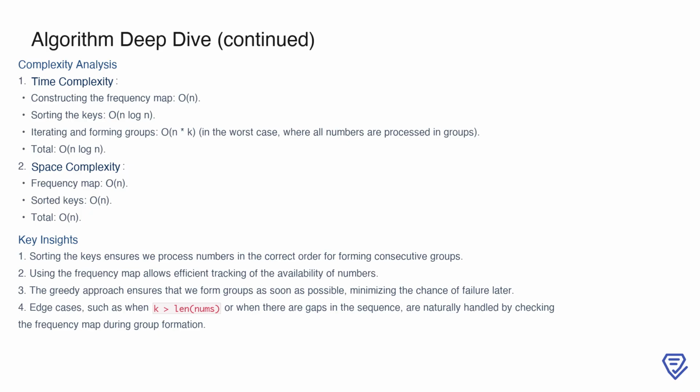Let's analyze the complexity of our solution. First, constructing the frequency map requires a single pass through the array, resulting in a time complexity of O(n). Sorting the keys takes O(n log n), as it depends on the size of the input array. The group formation step involves iterating through the sorted keys and processing each number, which takes O(n*k) in the worst case. Combining these, the overall time complexity is O(n log n).